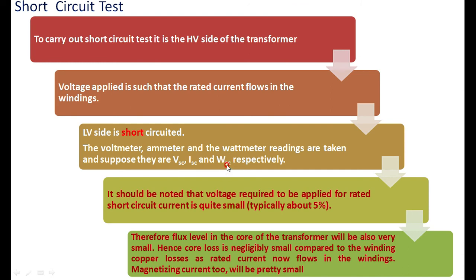If you compare the OC and SC tests, in the open circuit test you apply the rated voltage. However, there is no current in the secondary winding, so whatever power is drawn is equal to the core losses. In the short circuit test, the voltage applied is very small, so the core losses are negligibly small. Therefore, the whole wattmeter reading under the short circuit test is taken as the copper losses in the transformer.